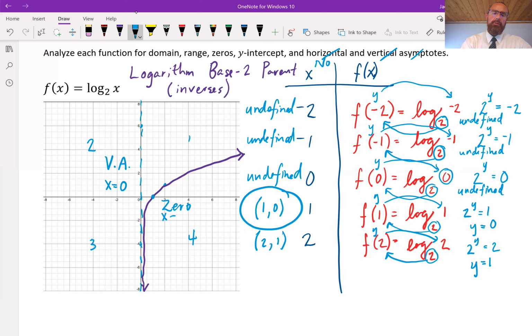And let's go ahead and label it. So I'll put both names for that feature of the graph, the 0 and the x-intercept. I'm going to erase quadrant 4 there. Let's label that. That's the point 1, 0.